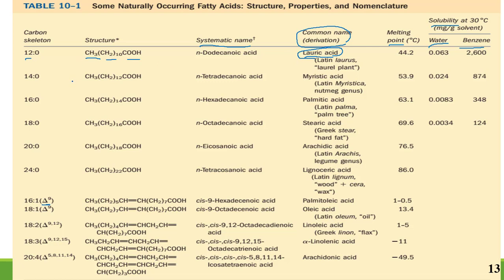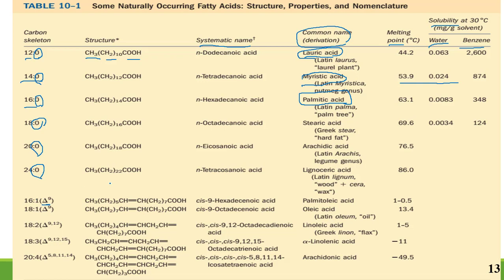The other type is myristic acid with 14 carbons, and also the melting point and solubility in water and benzene. The most well-known fatty acid is palmitic acid with 16 carbons, which is the product of fatty acid synthase in our body and in animals and plants. In front of the number of carbons, you can see a number, which here is 0. This 0 represents the number of double bonds in their structure.